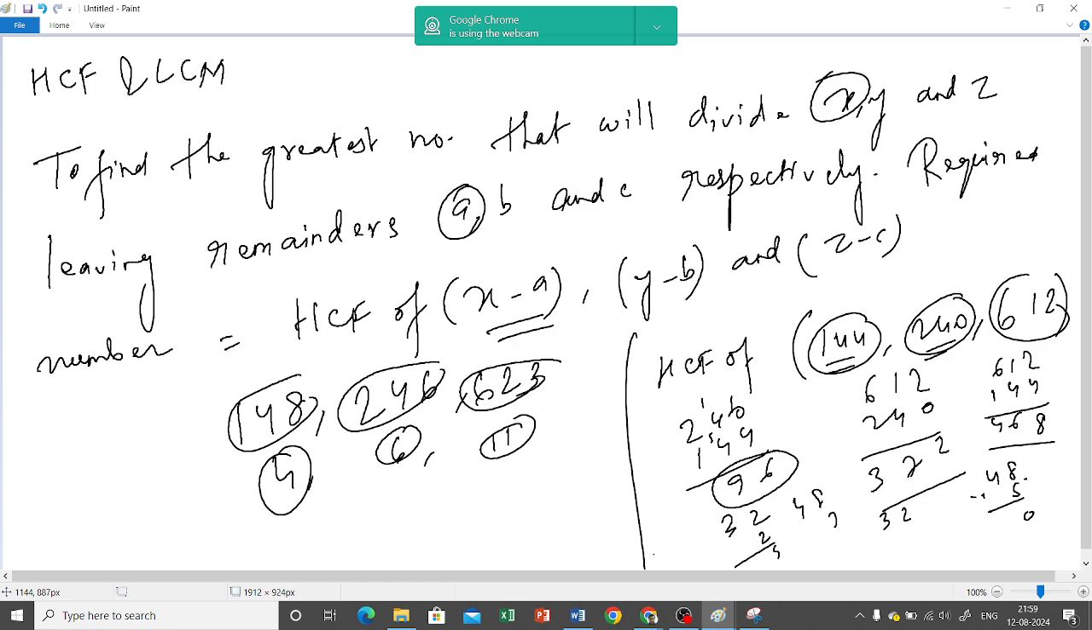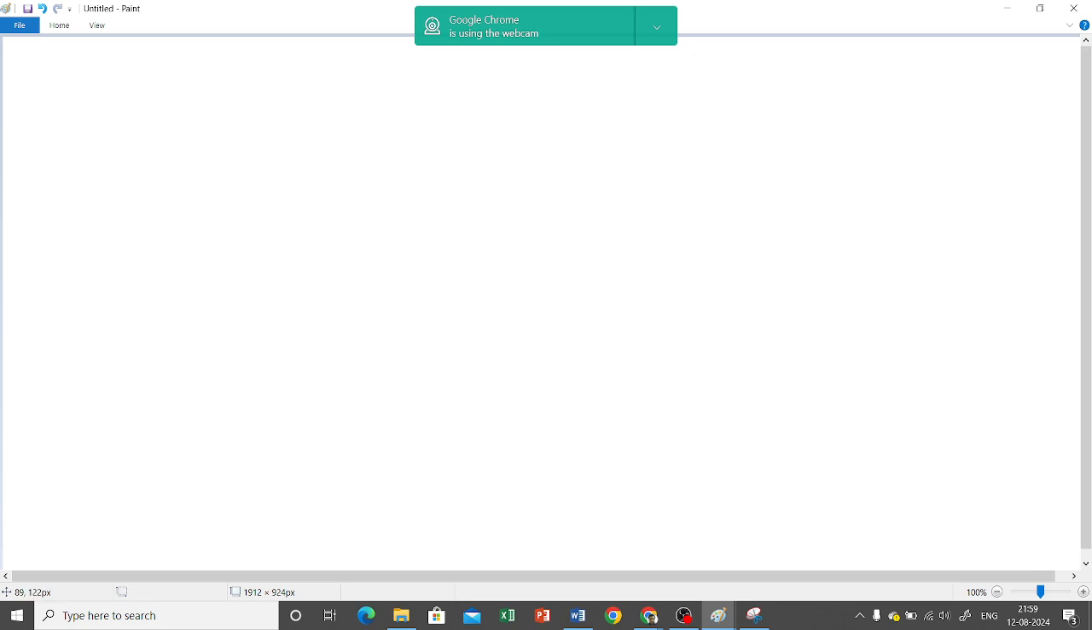Okay, if it is asked to find out the least number which is exactly divisible by x, y, z, what will you do? If you are given to find out the least number which is exactly divisible, LCM. Yes, LCM.